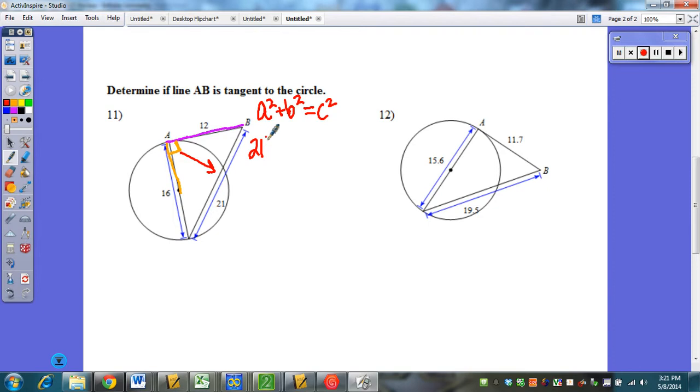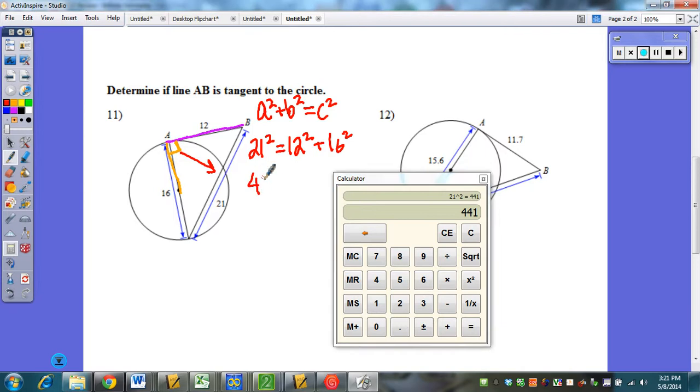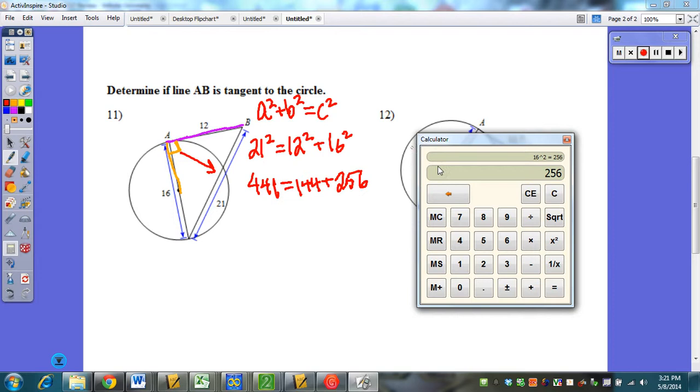So we have 21 squared equals 12 squared plus 16 squared. So we get 21 squared, which gives us 441, equals 144 plus 16 squared, which gives me 256. So if 256 plus 144 equals 441, then we have a right triangle.